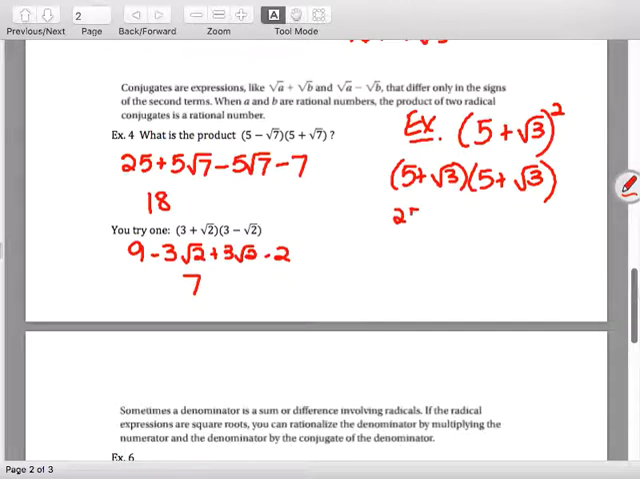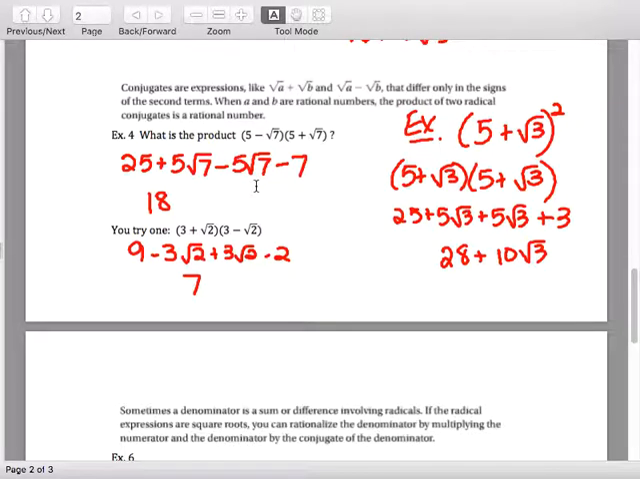So I get 25 plus 5 radical 3 plus 5 radical 3 plus 3. So that's 28 plus 10 radical 3. Do you see that? Okay? All right, now you can flip it. And we're going to do the last thing, which is division.